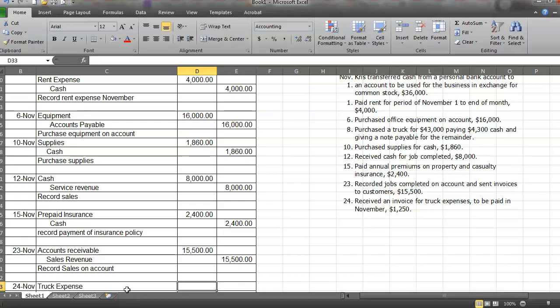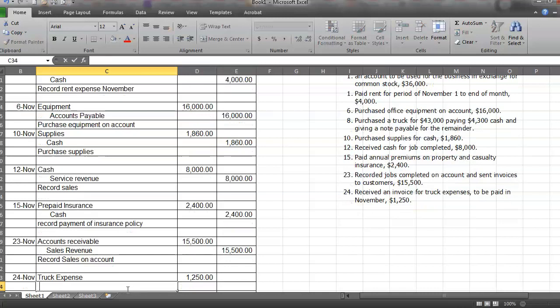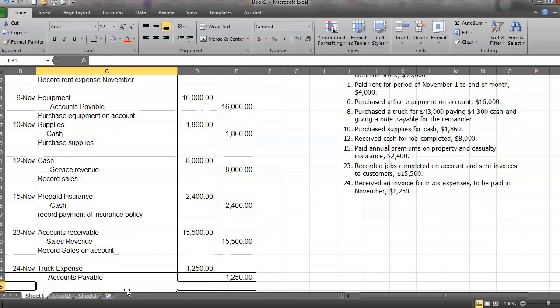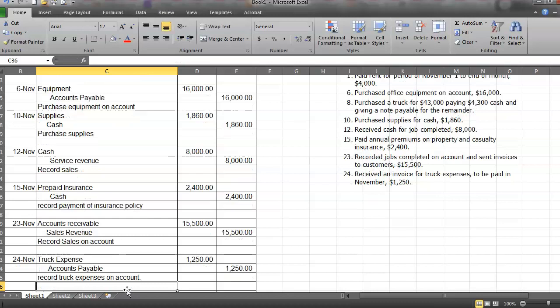And it's a 1,250 because, again, this is a reduction in equity, but we did it on account, so we're going to pay this later. And because it didn't tell me it was some kind of interest-bearing note or something, I'm going to put it into accounts payable. And so record truck expenses on account. And here you have it.